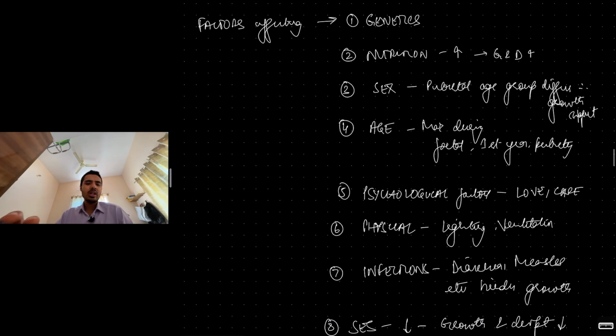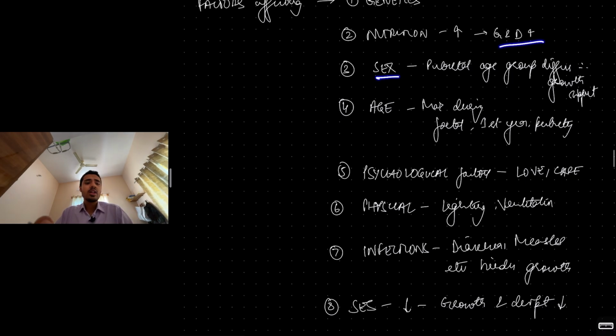Factors affecting growth and development. This also, just to add volume to your answer, you can include it. Genetics can influence height. Nutrition: better the nutrition, better the growth and development. Sex: in males puberty occurs a bit later compared to females, so growth and development will also differ between males and females. Generally, end height is more in males compared to females, so sex plays an important role. Age: maximum growth is during fetal life, the first year of life, that is infancy, and puberty. That's where the majority of the growth takes place.